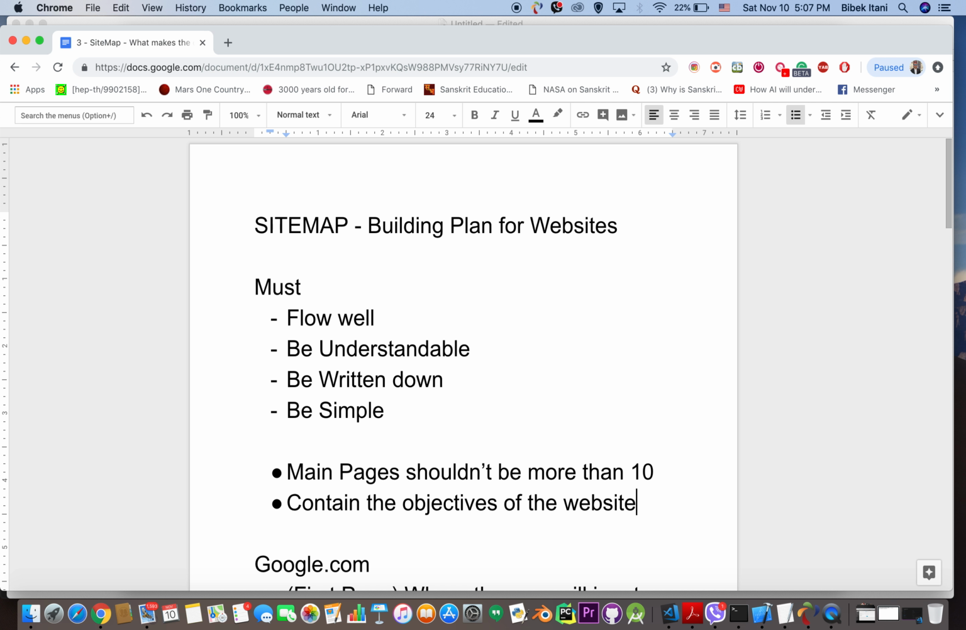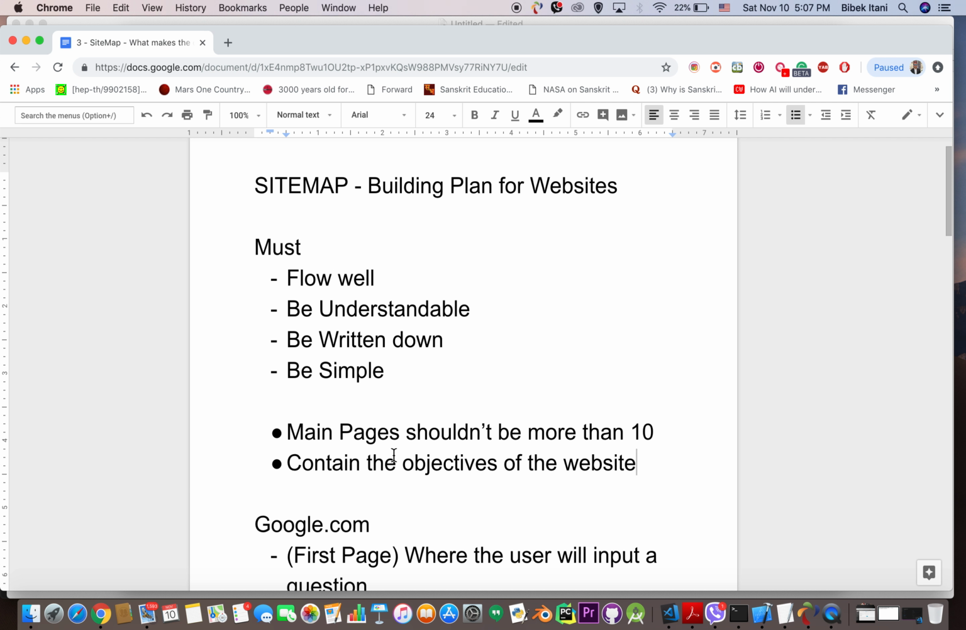So if you're building the first draft of the sitemap, your pages shouldn't be more than 10. The reason I said 10 is even too much is that some e-commerce websites could be exceptions, but overall your pages should not be more than 10. If you really put your objectives of the website in your sitemap, your pages won't be more than 10. I'm not saying that eventually they won't be more than 10. No, they will be more than 20 or whatever. But the objectives of the website are what should be in the sitemap.